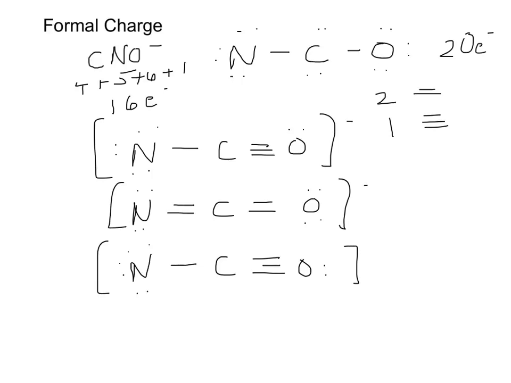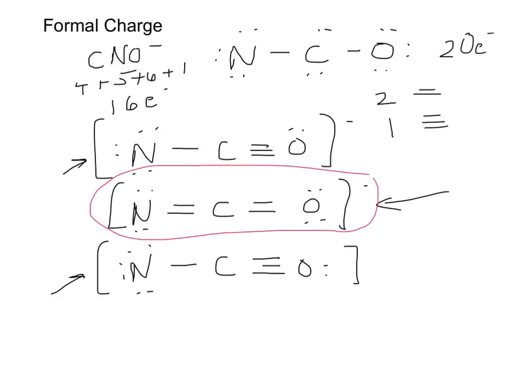Now the interesting thing is that the average of all 3 of these is actually just the middle one. So quite frequently, the only thing that we'll do is draw that middle one. If you just drew this, that would be okay. If you drew all 3, that would be okay also.